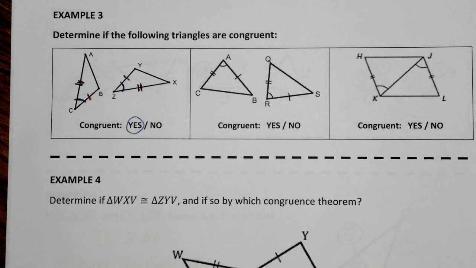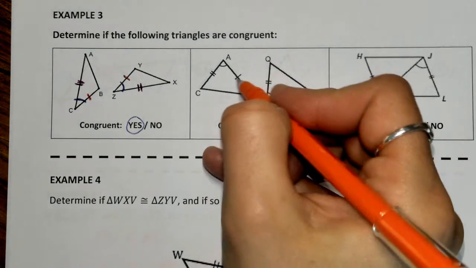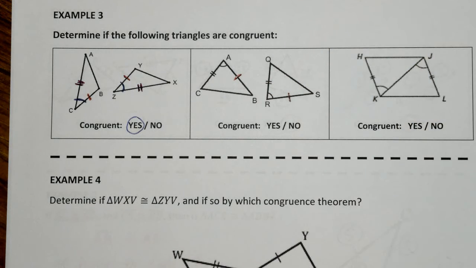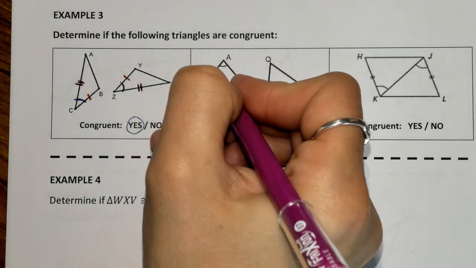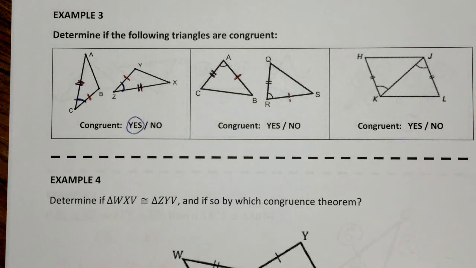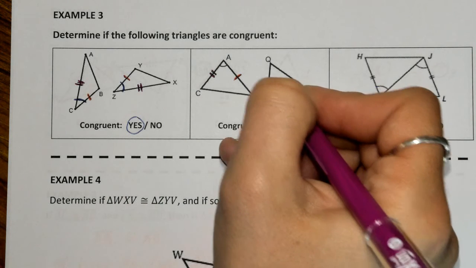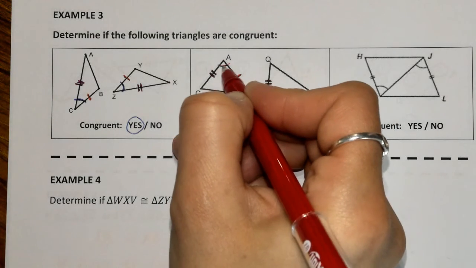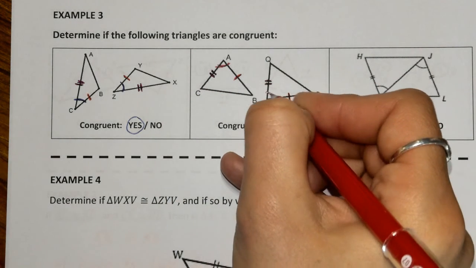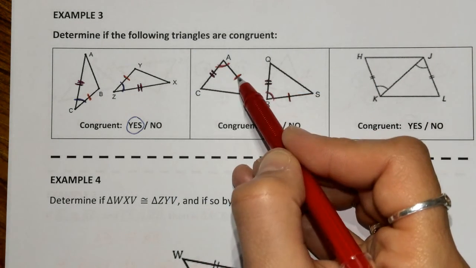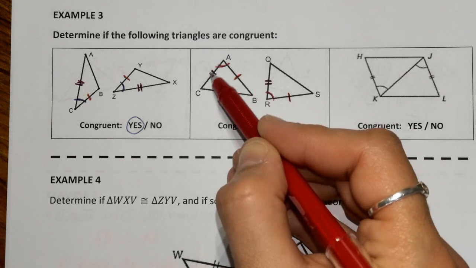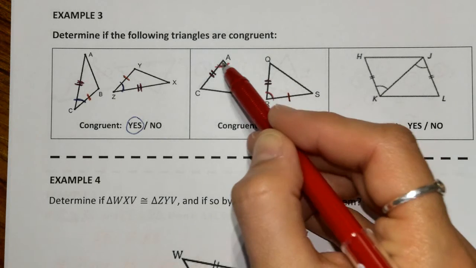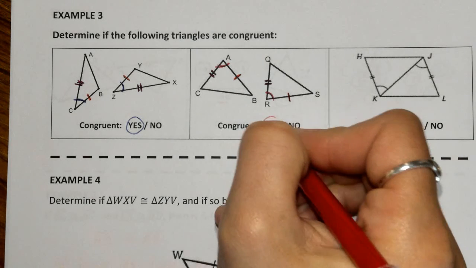We take a look at the next one. We have segment AB is congruent to segment RS. I also see here that segment AC, 2 tick marks, is congruent to segment QR. And let's take a look at that angle. Angle A is congruent to angle R. Do both of them go around the corner, side, angle, side? Yep, they both round the corner without skipping a beat. So yes, these will be congruent as well.